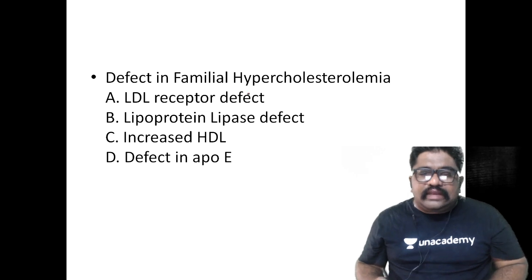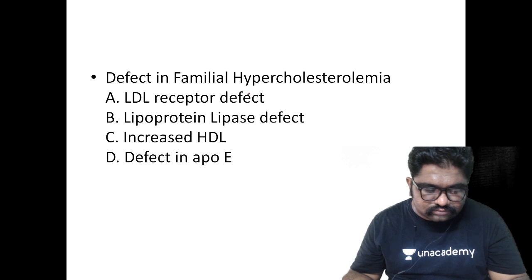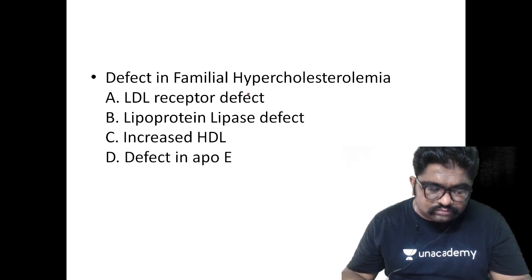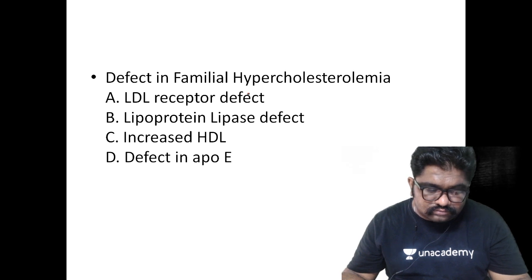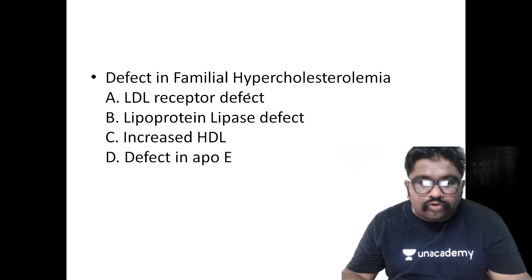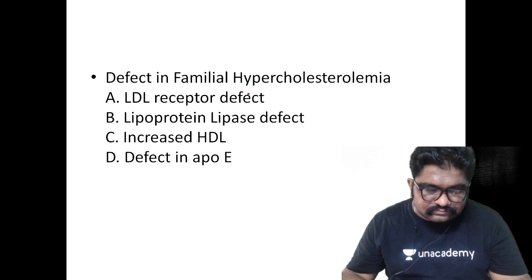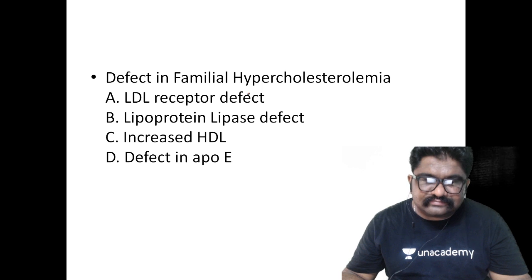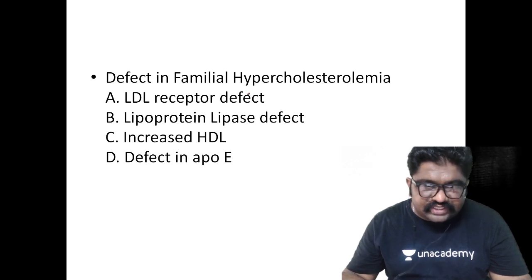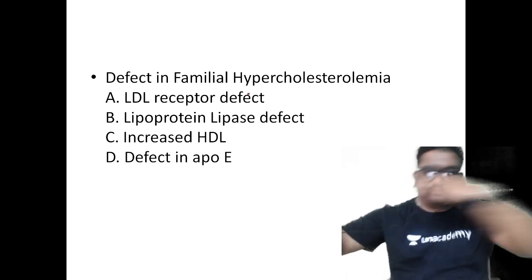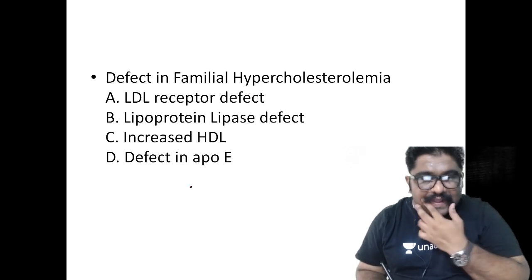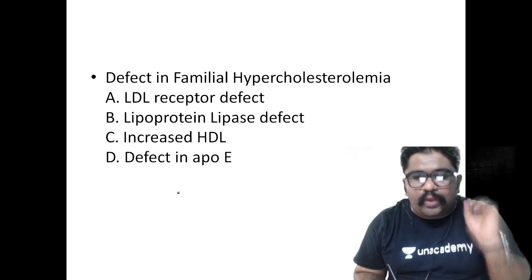Now let's go for the next question. Defect in familial hypercholesterolemia. What is the answer? You can go for it. You can say anything you feel like. Saram says A, Akshara says B, Arjun Raj says A. Anybody else with an answer? Okay, so that tells us where the misunderstanding happens.